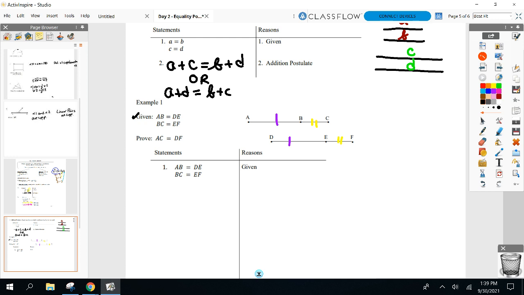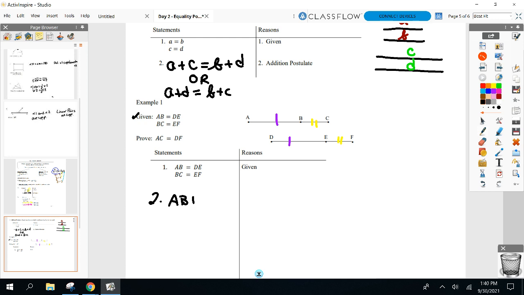If you're going to tell me the word addition, I am always going to respond with, how many pairs of equal quantities did I give you? Two. And that's how many you need to add. If you have two pairs of equal quantities, you are now allowed to add. So our second statement will be, tell me what you're adding together. So what segments am I adding together here?